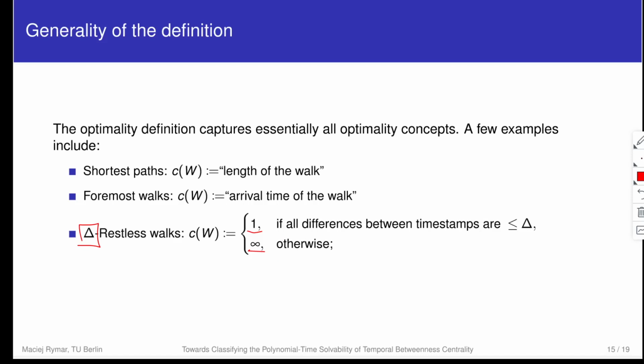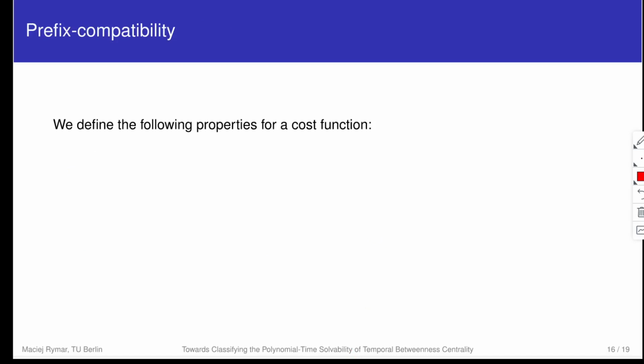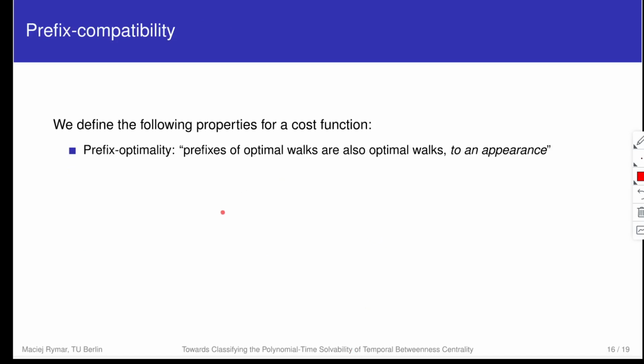But now this definition is very general, so we have to constrain it somehow to get back to polynomial time solvability, of course. And the way we do it is we define two properties that a cost function can have. We start by prefix optimality, which says that prefixes of optimal walks have to also themselves be optimal. And there is kind of a technicality here that I wouldn't like to spend too much time on, but I would like to mention it because it is relatively important. So if this is our walk and we take this prefix, then it has to be optimal according to the definition, but only among those walks which also arrive at time 5.